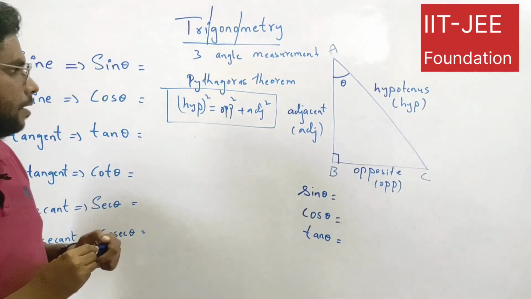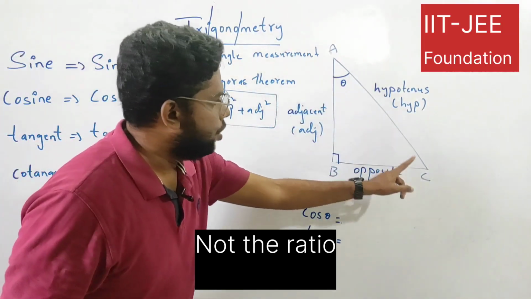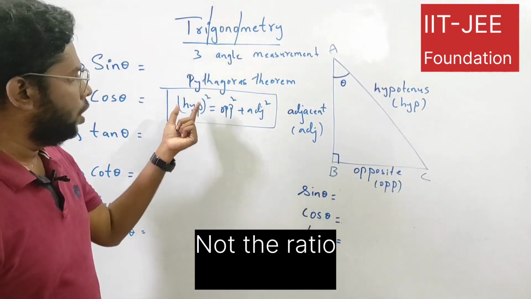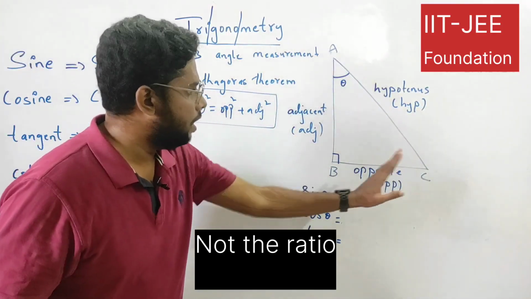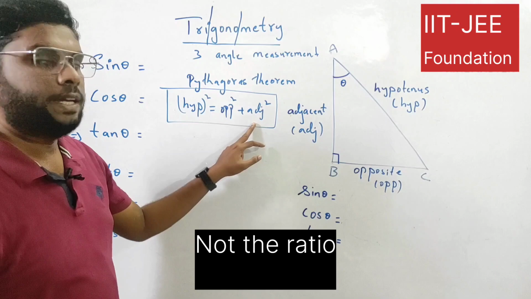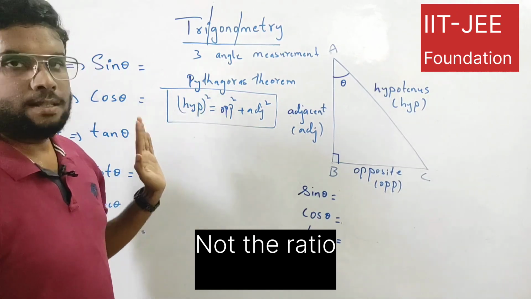So what does the Pythagoras theorem state? It means the hypotenuse square is equal to the sum of the other two sides' squares. So this is the Pythagoras theorem.